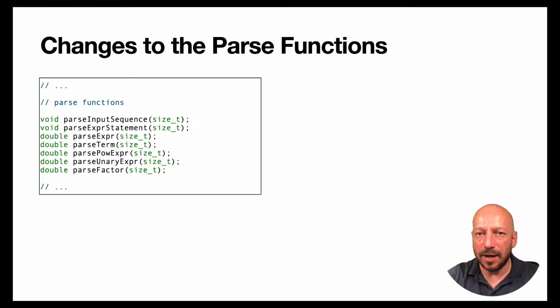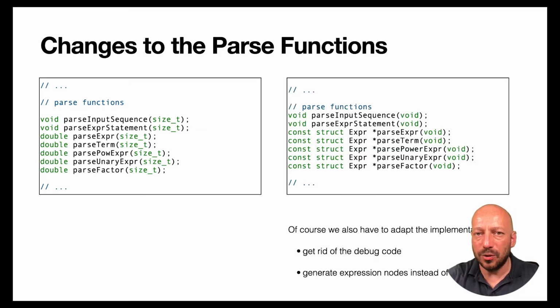In our small project, it will actually not be that hard. We just have a few functions, the parse functions, where the interface will change. Instead of returning a double, it will return a pointer to an expression node. And these functions will no longer receive a parameter for the indent. This was only required for this debug code. And then, of course, we also have to change the implementation of all these functions. We should get rid of this debug code, and instead of computing values, we simply should call these constructors for generating these expression nodes. So that's basically it.